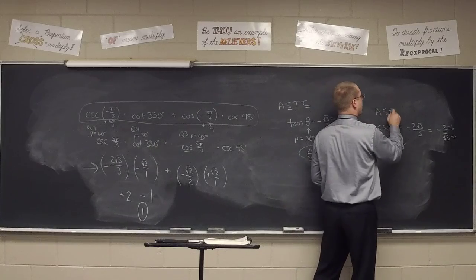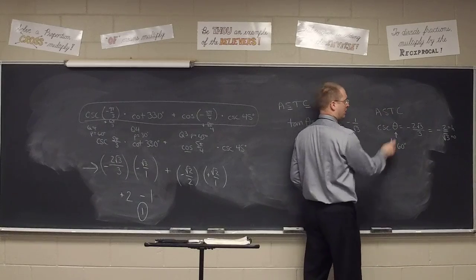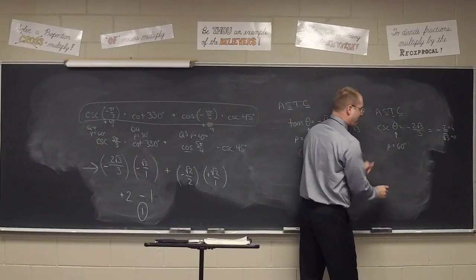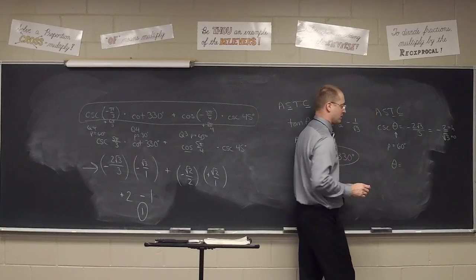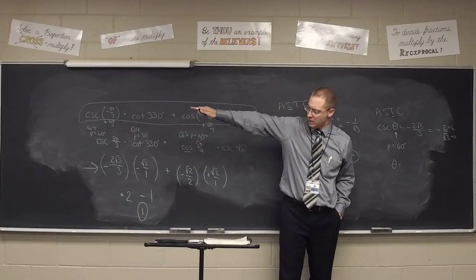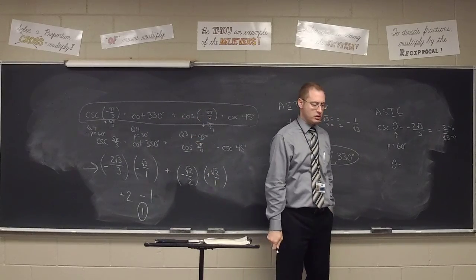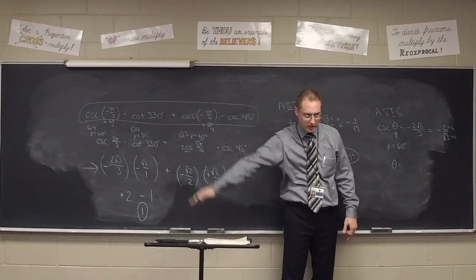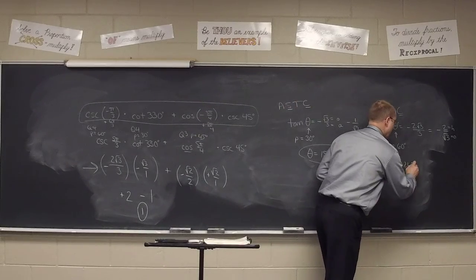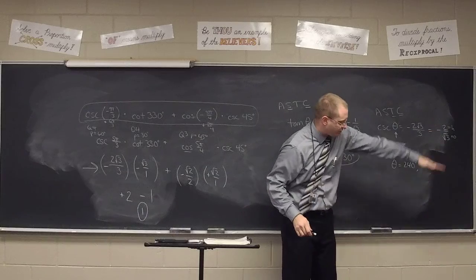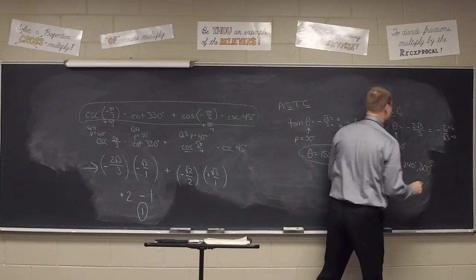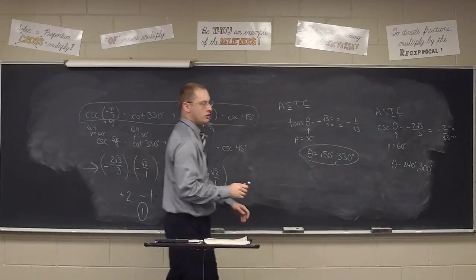And ASTC, when is cosecant negative, class? 3 and 4. So what angles in quadrants 3 and 4 have reference angles of 60 degrees? Well, in quadrant 3, come down 60 beyond the 180, 240. And in quadrant 4, come down 60 from the 360, 300. So apparently theta could be either 240 degrees or 300 degrees.